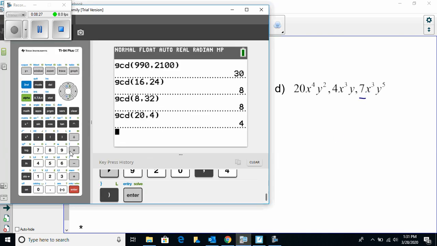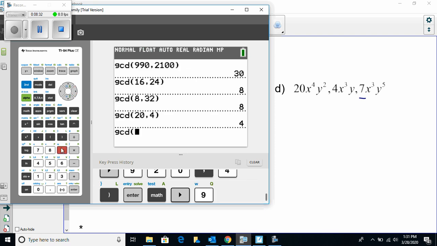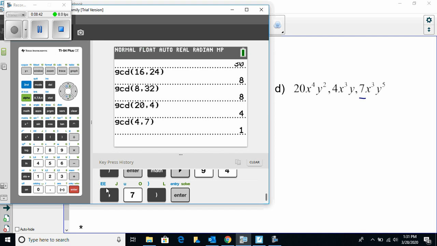So again, repeating the steps, number 9, and then we'll pick number 4 that was the result of the first two numbers, and number 7. Those brackets, and then we'll have 1. So between those three coefficients, 20, 4, and 7, the greatest common factor is 1. We usually don't write number 1, so there is no greatest common factor.